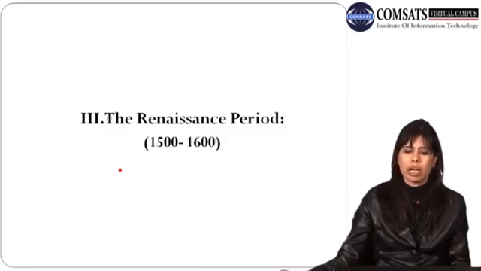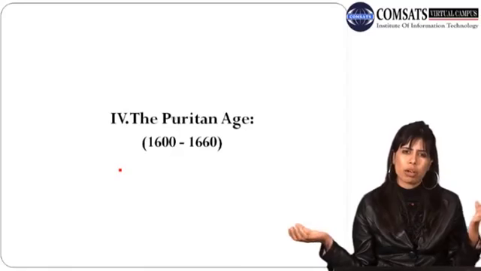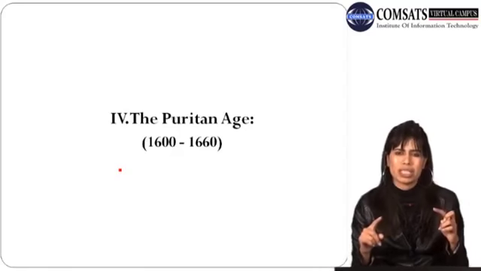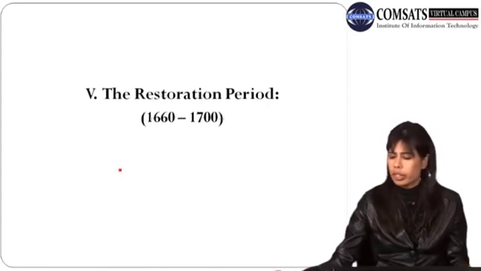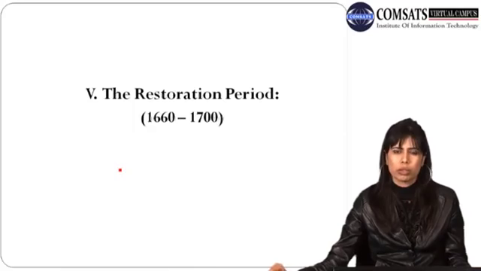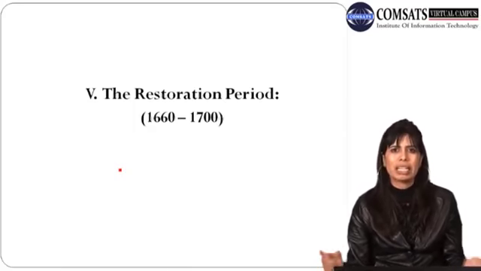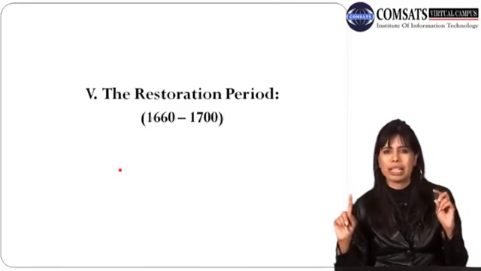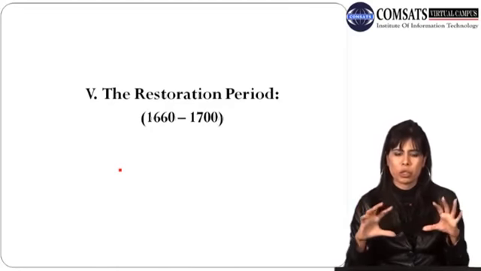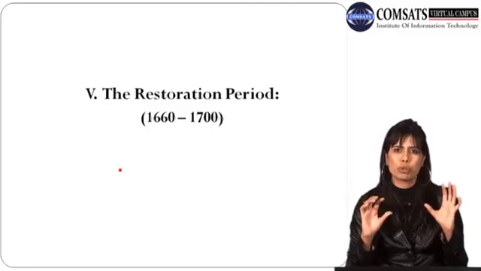The other one is the Puritan age. We'll talk about the Puritan thoughts during that era. You can see this comprises 60 years. The fifth one is the Restoration period, which started right after the Puritan age in 1660 and ended in 1700. You can say this Restoration period comprises 40 years.